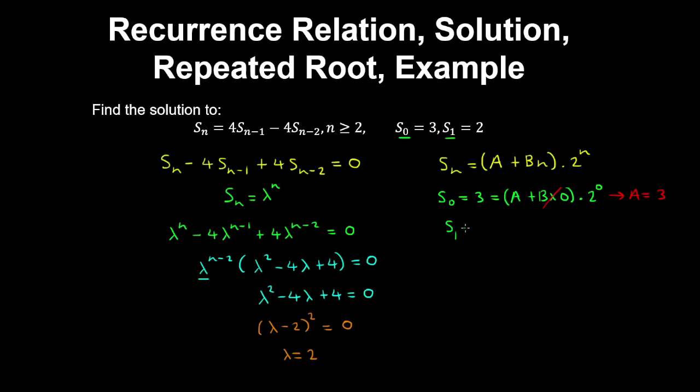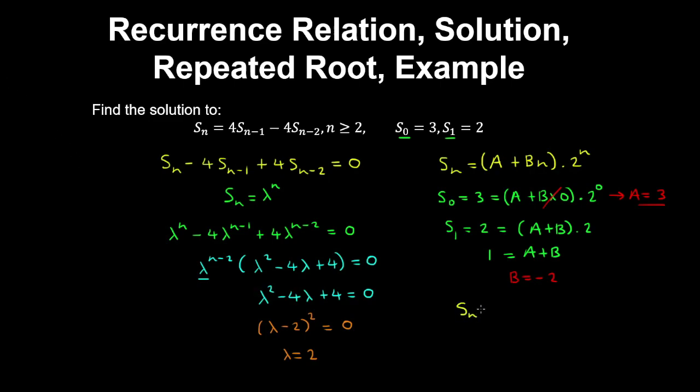And our second initial condition, S_1 equals 2, gives a plus b by 1 multiplied by 2 to the power of 1. So dividing through by 2, we get 1 is a plus b. And then if we substitute a equals 3, we get b is equal to negative 2.